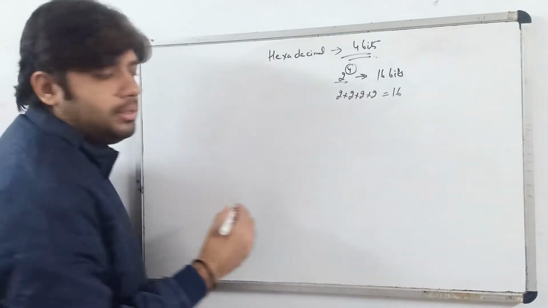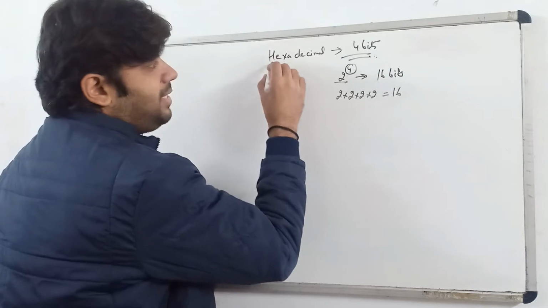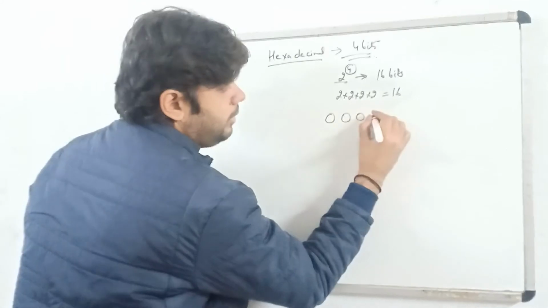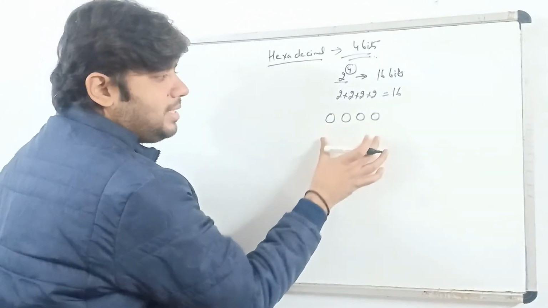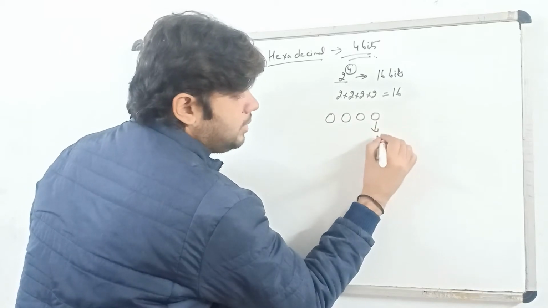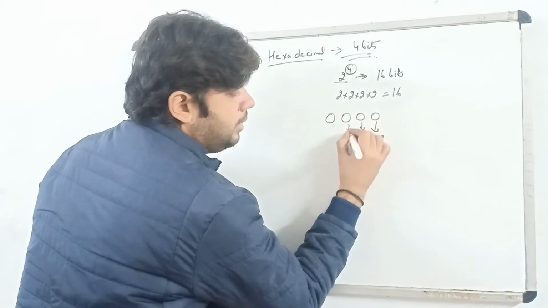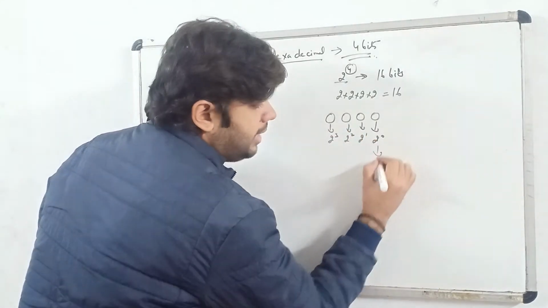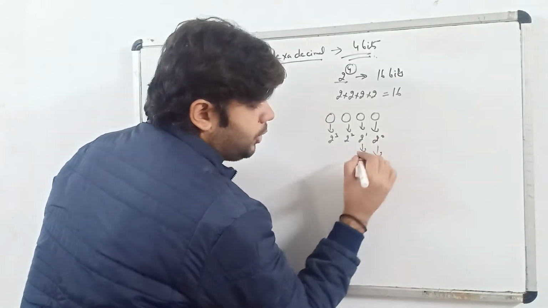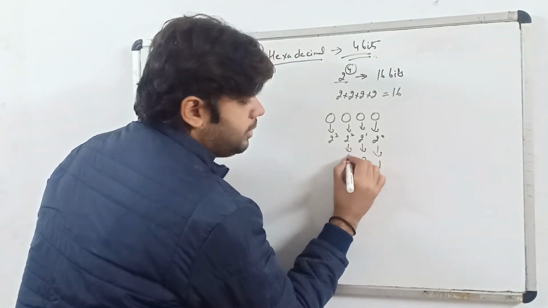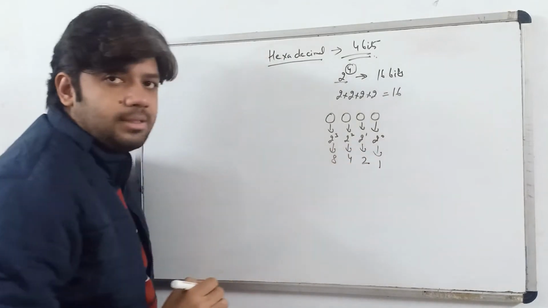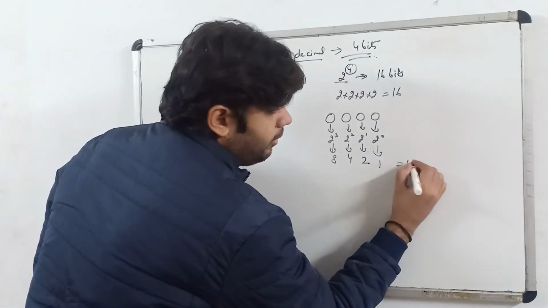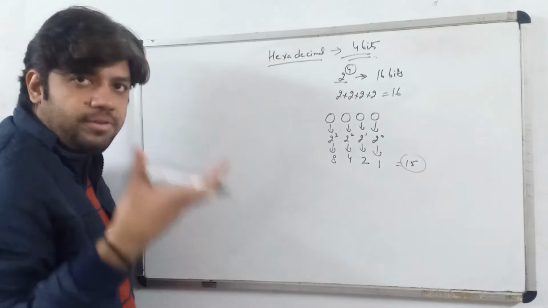Now we'll see the conversion. Imagine we represent the hexadecimal numbers with 4 digits, 1, 2, 3, 4. These have values: the first is 2 to power 0, the second is 2 to power 1, the third is 2 to power 2, and the fourth is 2 to power 3. If you calculate these values, 2 to power 0 is 1, 2 to power 1 is 2, 2 to power 2 is 4, and 2 to power 3 is 8. If you calculate all these, the total is 15. So in hexadecimal we have values up to 15.